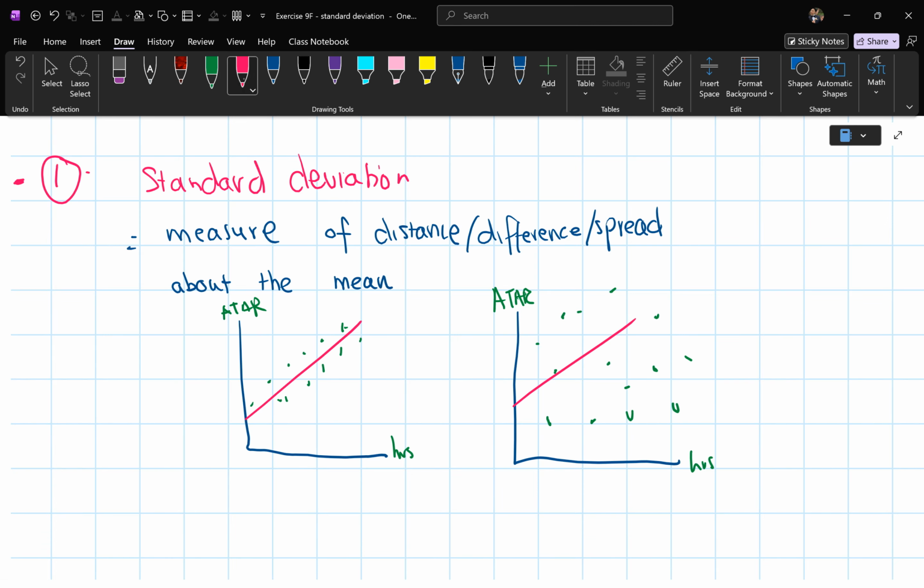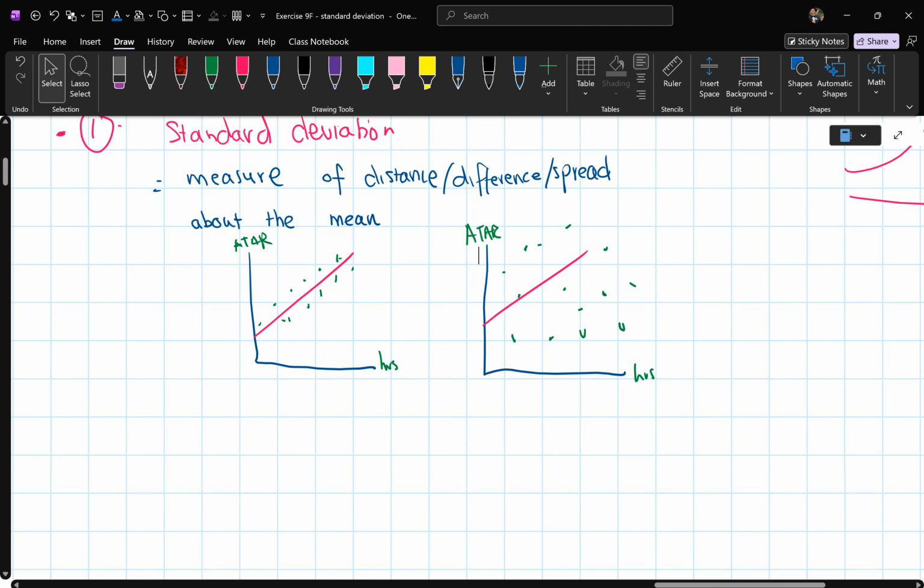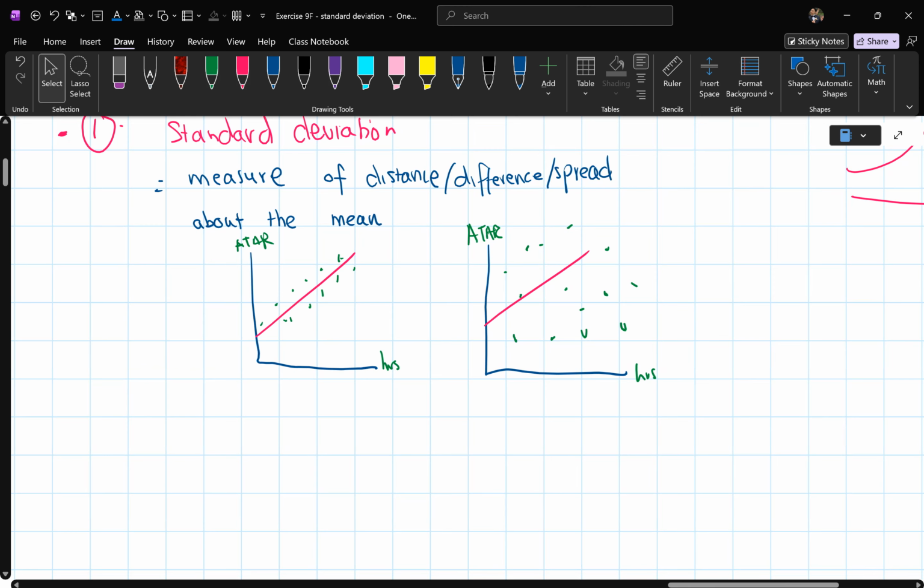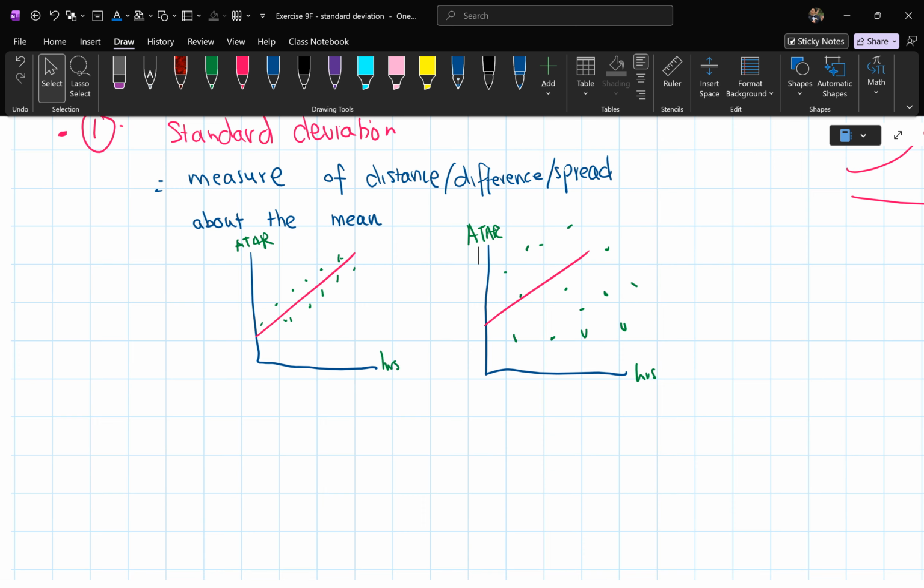So I'm not going to go through that explanation again, but the idea is obviously the smaller the distance, the smaller the error on average, that's a better prediction, okay? So standard deviation is the spread of your data about the mean. That tells us more than the range and tells us more than the interquartile range, yeah?